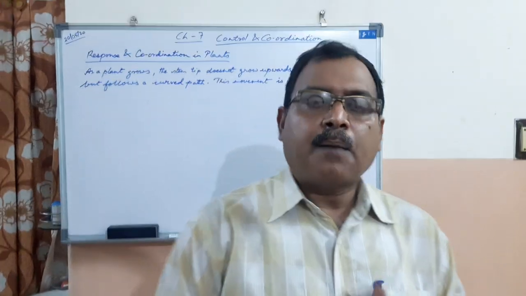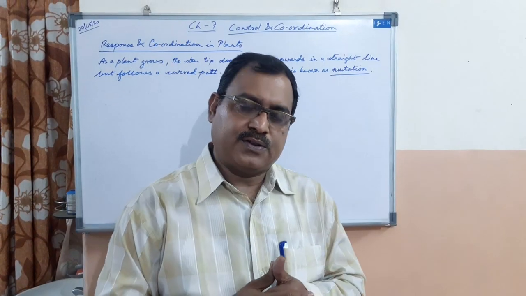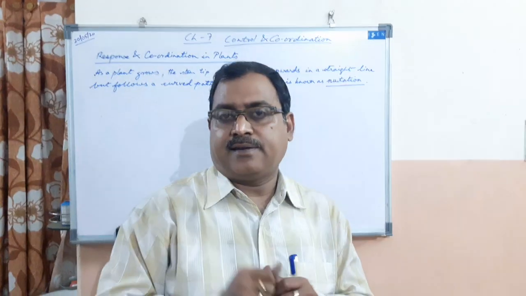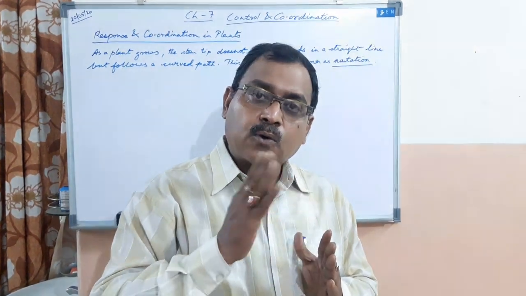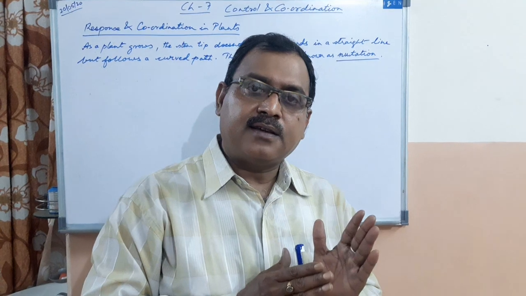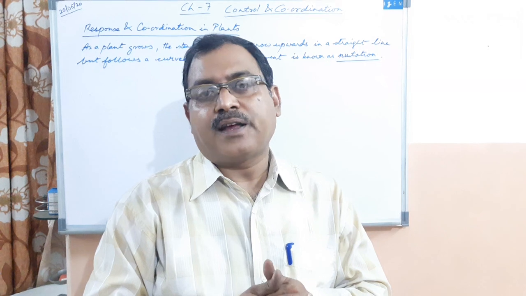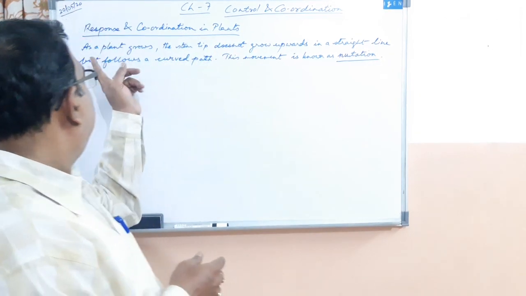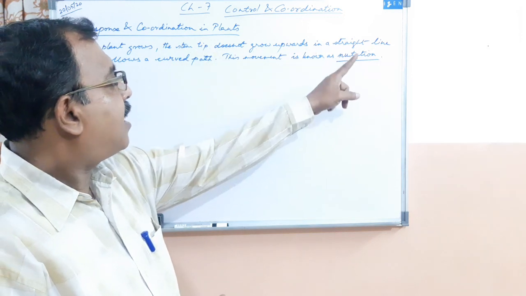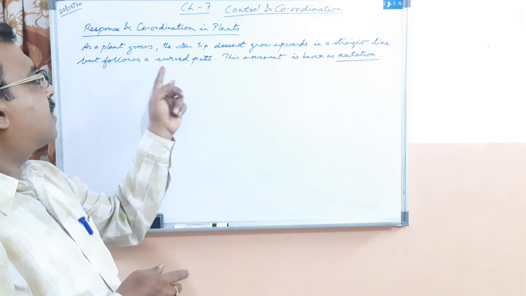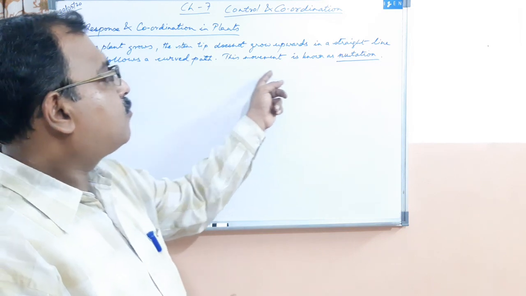Now, as a plant grows, the tip of the stem does not grow in a straight line, but the growth is directed in a curved path. This is called nutation. As a plant grows, the stem tip does not grow upwards in a straight line, but follows a curved path. This movement is known as nutation.